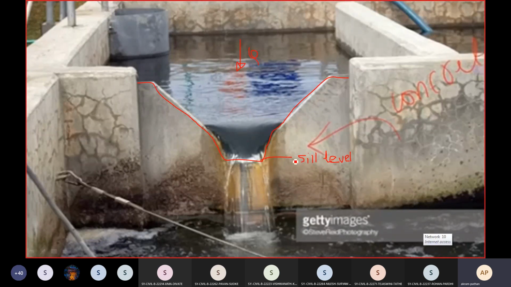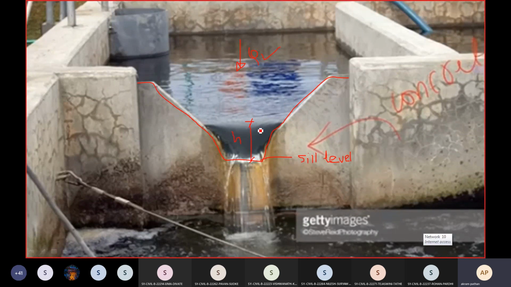Now this is the sill level. Above this sill level is the rise of water level, that is H. So what is this H? H is the rise of water level. For different discharges, for different dam gate openings, we have to record this H, and we have the formula for any kind of notch and weir. Once we have measured this H, then we will get the discharge.